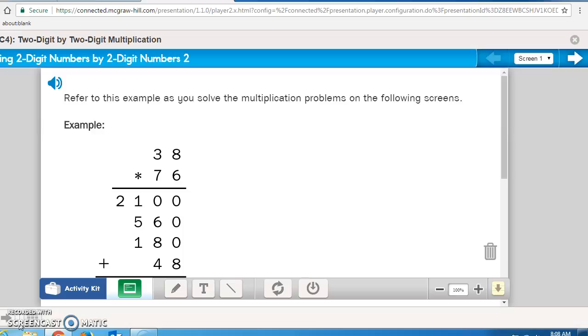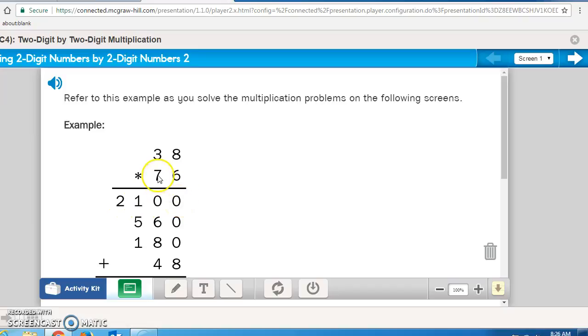The next thing we're looking at is Math Journal page 131. This is multiplying again 2-digit by 2-digit numbers. Again, practice with partial products math. Look at this as an example. This is showing you how to multiply 2-digit by 2-digit numbers. 38 by 76. First you multiply what's in the tens spot. 7 and 3 are both in the tens. So this is really 70 multiplied by 30. So 70 times 30 is 2,100.